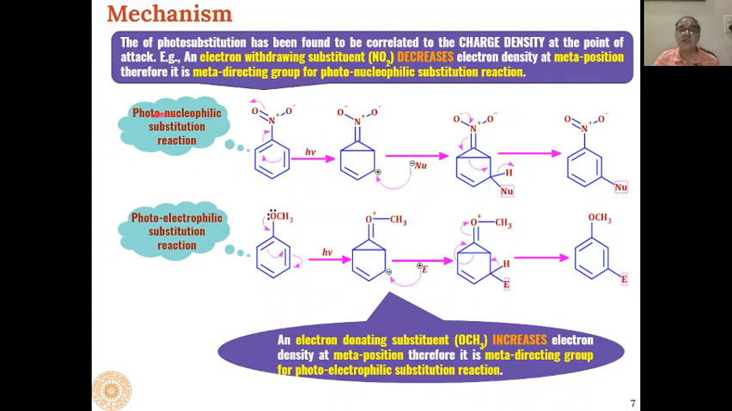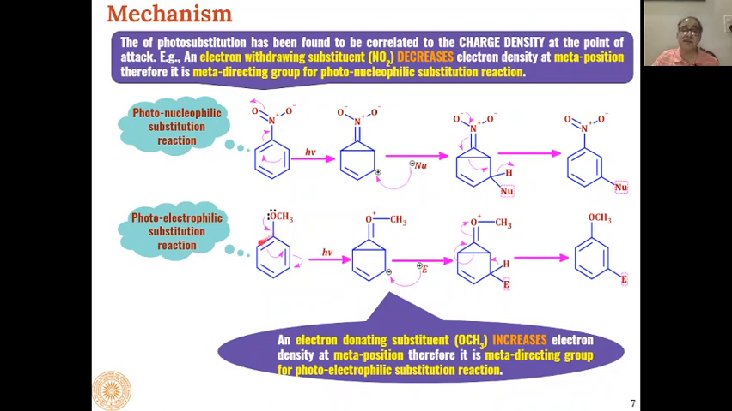And in case of photonucleophilic substitution reactions, as I have told you, the attacking species is a nucleophile. So the nucleophile will attack at a point where the electron density is less. That is why this will attack at the meta position, and ultimately we will get a meta product. That is why in photonucleophilic substitution reactions, the nitro group is meta directing.